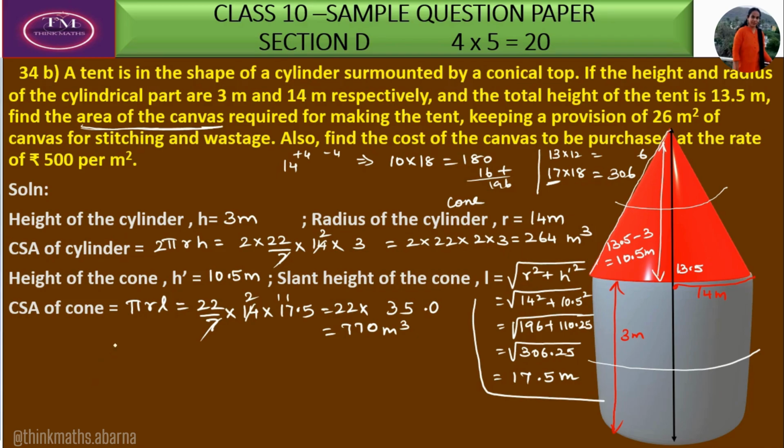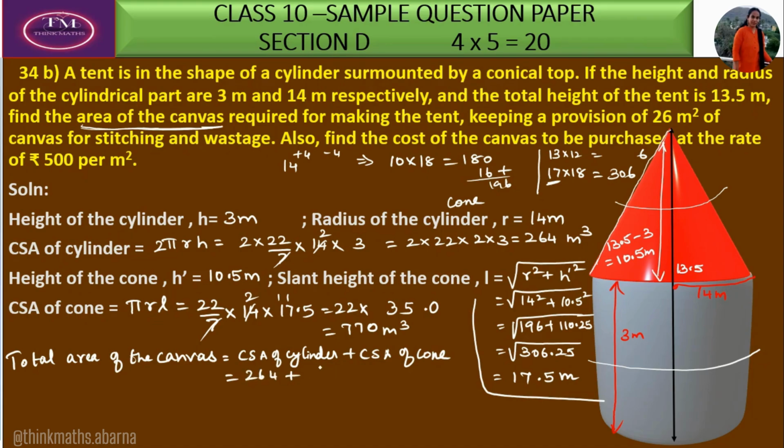So what is the total area required? So total area of the canvas. It is nothing but CSA of cylinder plus CSA of cone, which is equal to, what is the CSA of cylinder? It is 264 plus CSA of cone is 770. So if you add both, you will get 1034 meter cube. Okay, total area of the canvas.